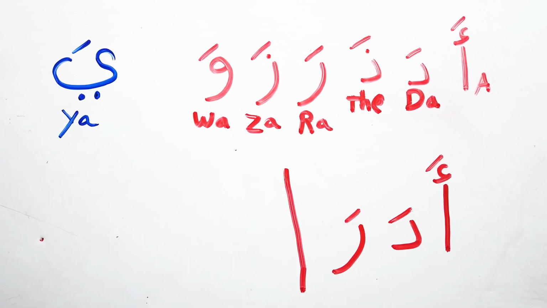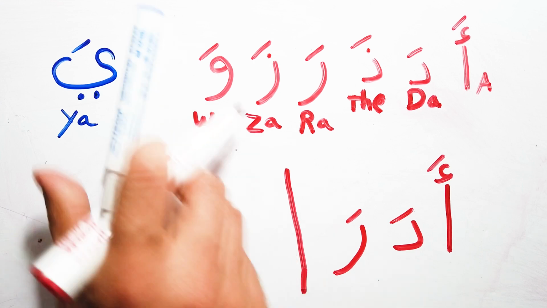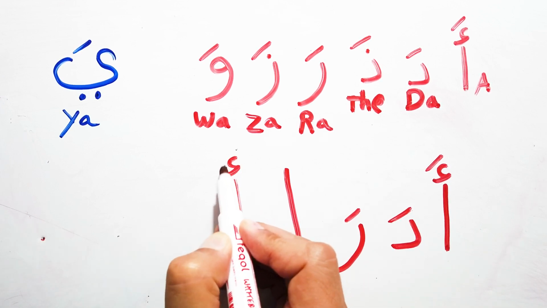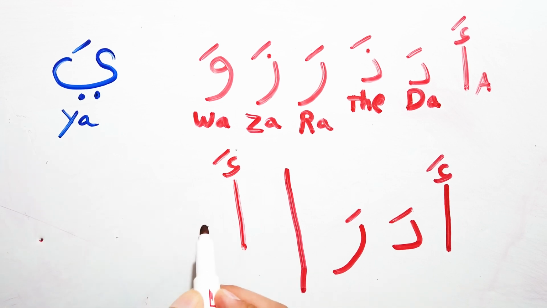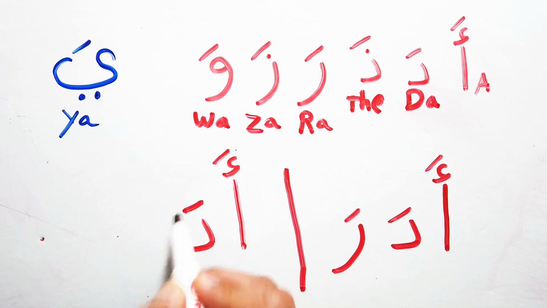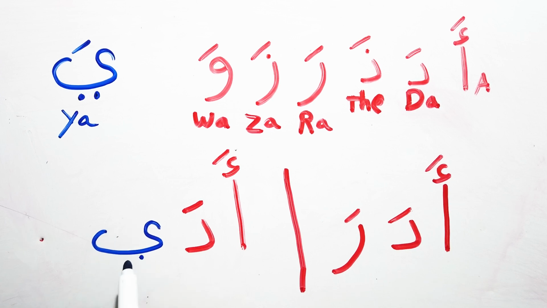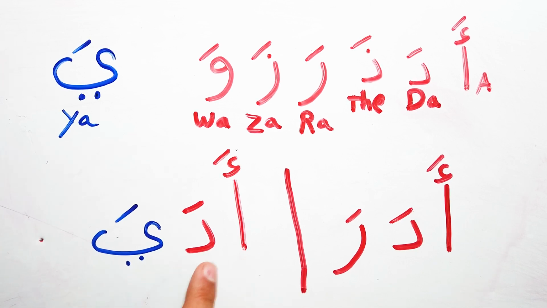Now let's write a, da, ya. So a in the beginning of the word is like this. And then da. Da in the middle of the word is like this. And ya in the end of the word will be like this. I wrote it like this because the previous letter is a refusal letter. So now we have a, da, ya, a, da, ya.